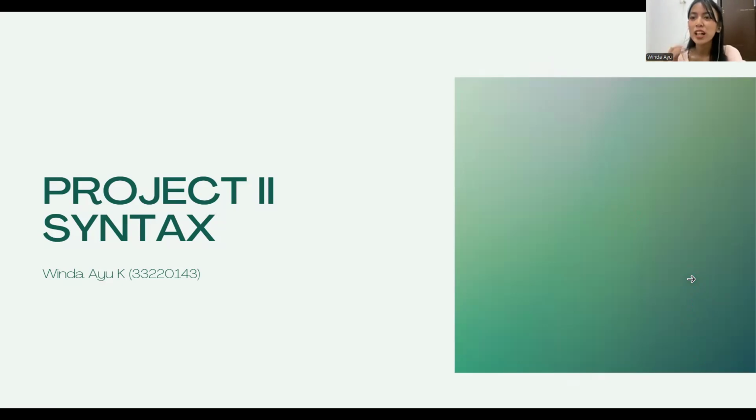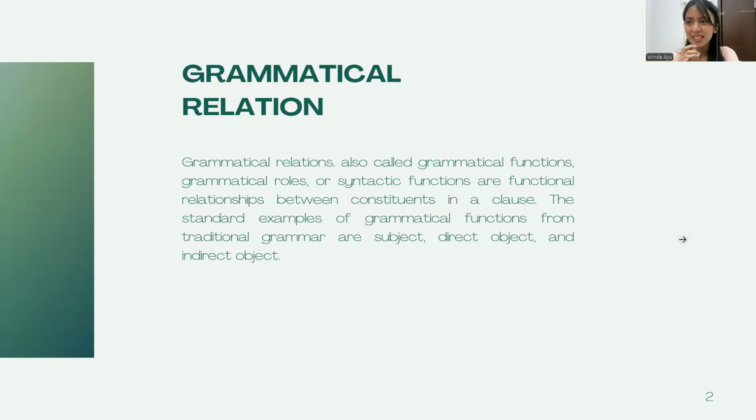I want to present about my project for syntax. Okay, the first one I have is grammatical relation. So, what is grammatical relation? Grammatical relation, also called grammatical function, grammatical roles, or syntactic function, are functional relationships between constituents in a clause. The standard examples of grammatical function from traditional grammar are subject, direct object, and indirect object.